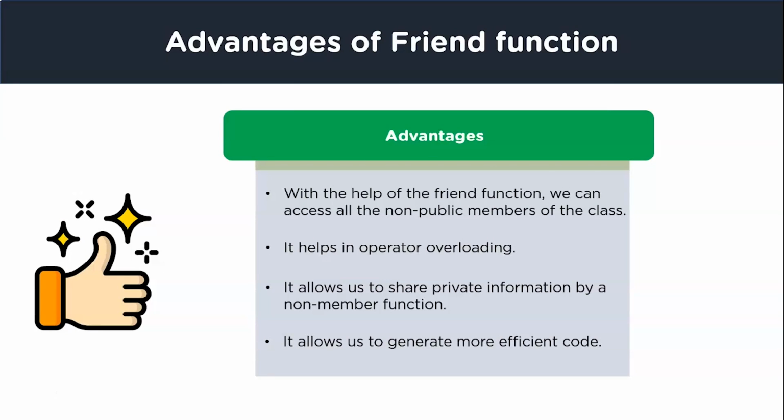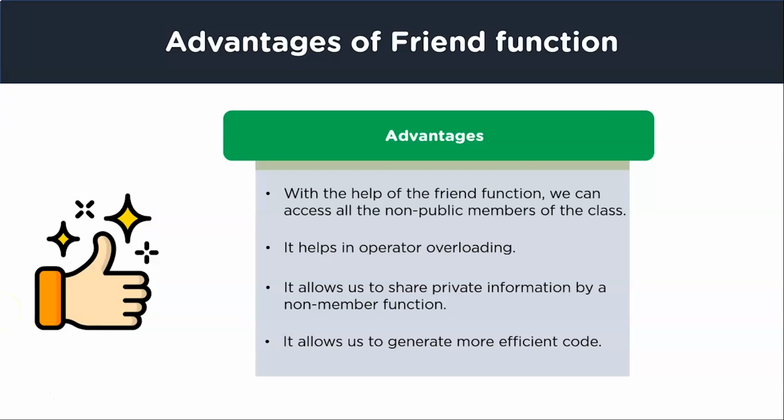Now, coming to advantages of friend function. The first advantage is, with the help of friend function, we are able to access the non-public members of the class, that is, the private members. The second advantage is, friend function helps in operator overloading. And the third advantage is, because of the friend function, we are able to share the private information by a non-member function, as friend function is not a member function. And the last advantage is, friend function allows us to generate more efficient code. So these were some advantages of friend function.